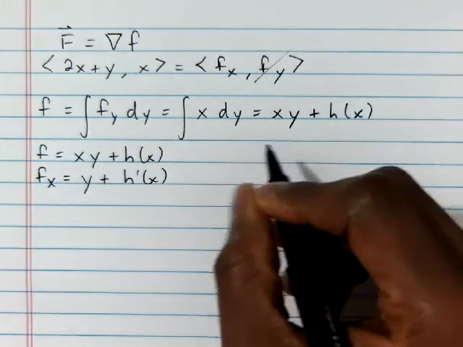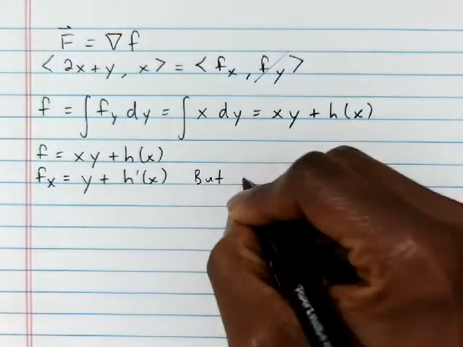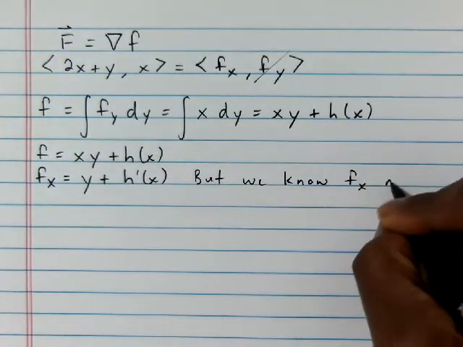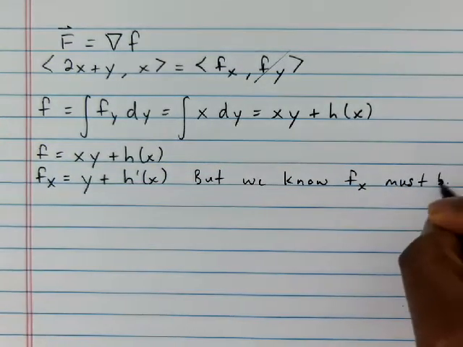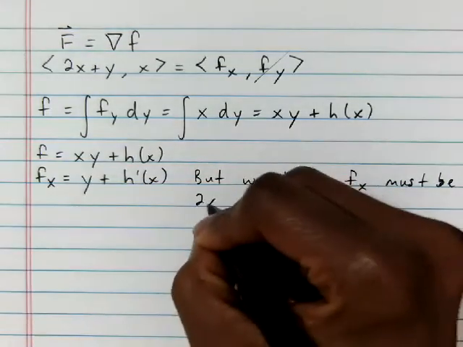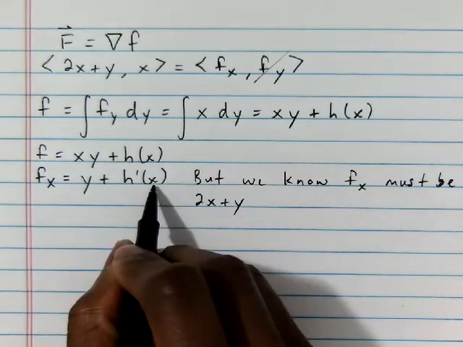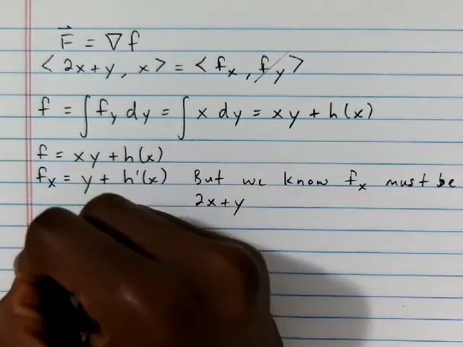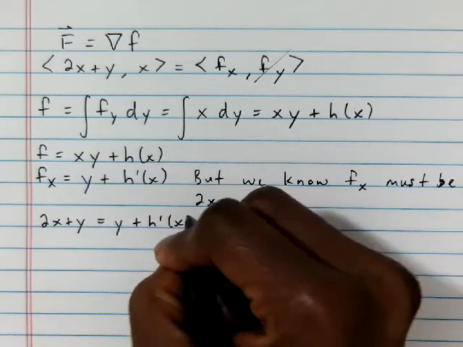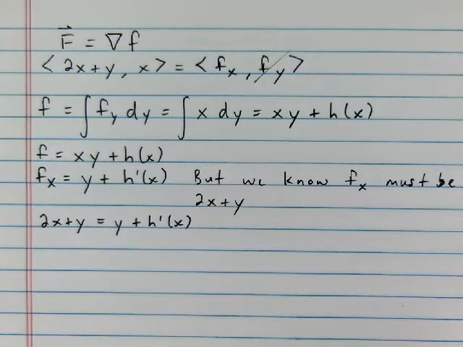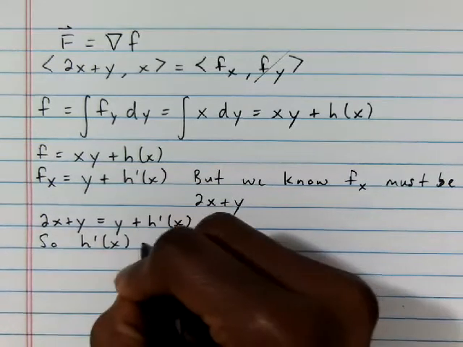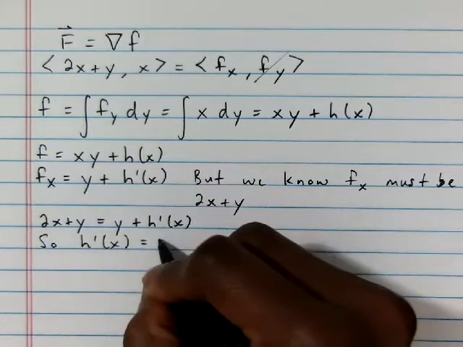But we know f sub x must be 2x plus y. So we're going to set this equal to that. So we know 2x plus y equals y plus h prime of x. So that tells us that h prime of x has to be equal to 2x.